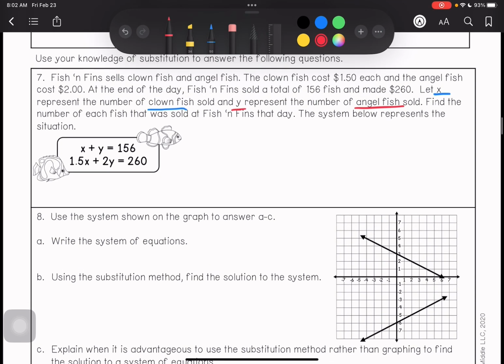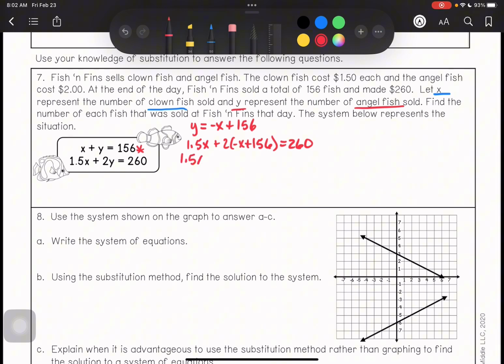Okay, so we're going to put this first equation in slope-intercept form, which you subtract x from both sides. You'll be left with y equals negative x plus 156. And now we're going to substitute y into the second equation: 1 5/10 x plus 2 times negative x plus 156 equals 260.